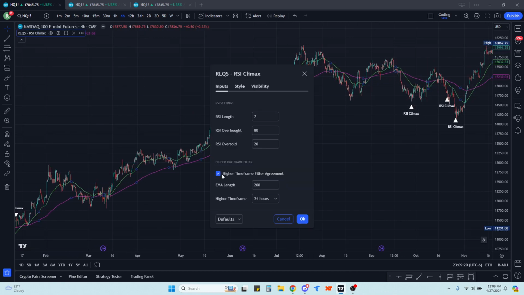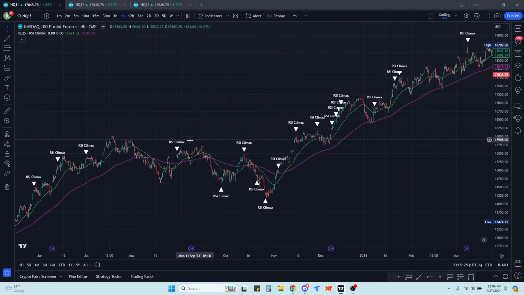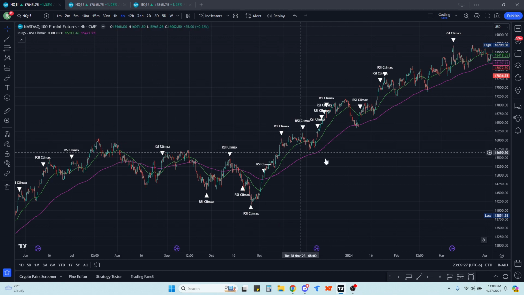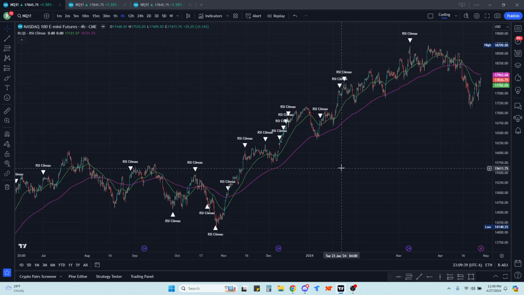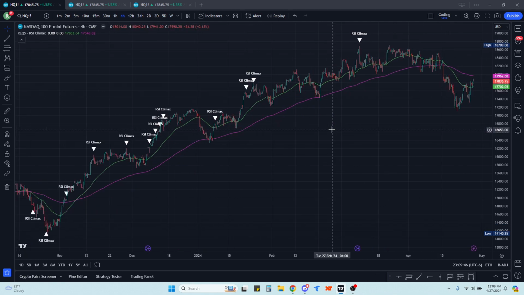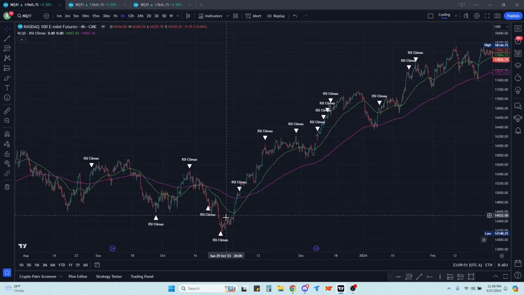So if you toggle this off, I'm sure we'll have a couple of extra signals here. That filter really kind of eliminates a lot of the noise, because you can have RSI Climax signals, but that might just mean it's super strong. Obviously we've been in a daily uptrend for months now, so I wouldn't be taking the short signals on a 4-hour time frame. That's what I mean by having a higher term time frame outlook. But I definitely would be taking the RSI climaxes on a daily time frame that are bullish.